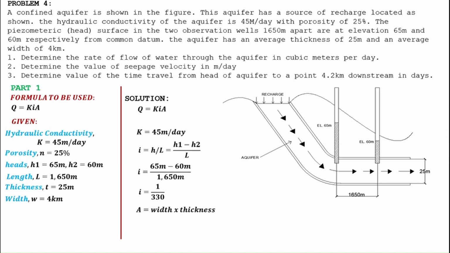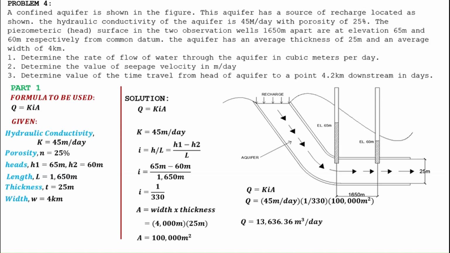Area, on the other hand, has a formula of width times thickness, or 4,000 meters times 25 meters. Area therefore is equal to 100,000 square meters. Substituting all of these values to our formula, discharge is equal to 45 meters per day times 1 over 330 times 100,000 square meters. Discharge or rate of flow is therefore equal to 13,636.36 cubic meters per day.